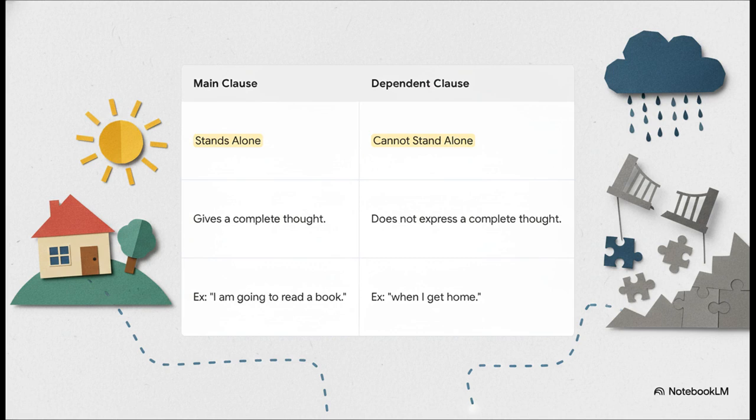Over on the left, you've got the main clause. I am going to read a book. That feels complete, right? It could be its own sentence. But now look at the dependent clause on the right. When I get home. See how that just hangs there? It leaves you waiting, asking, okay, what happens when you get home? It depends on the main clause to make any sense.